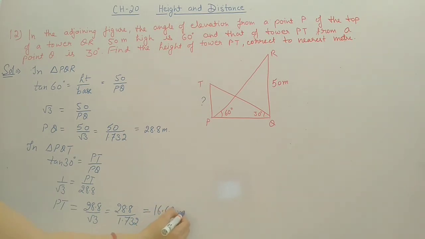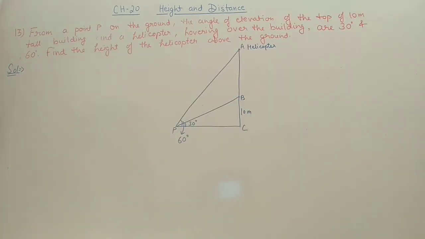After calculation you will get answer 16.62 meter. But we have to find out our answer up to nearest meter. So round it off to the nearest meter. After decimal this is 6, bigger than 5, so it will round off to 17. So answer is here 17 meter.